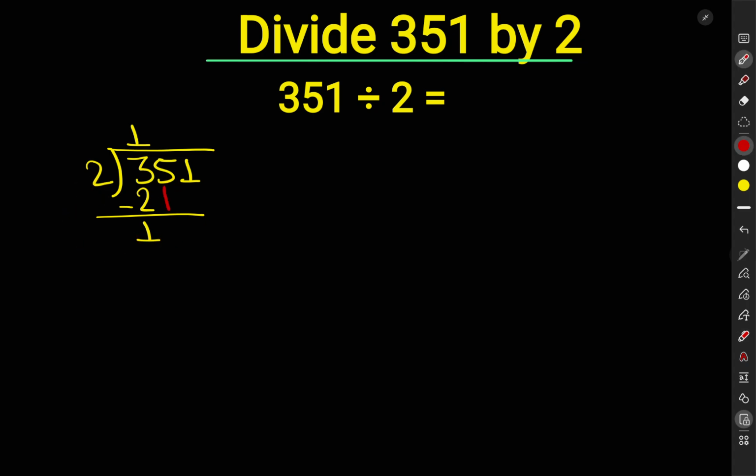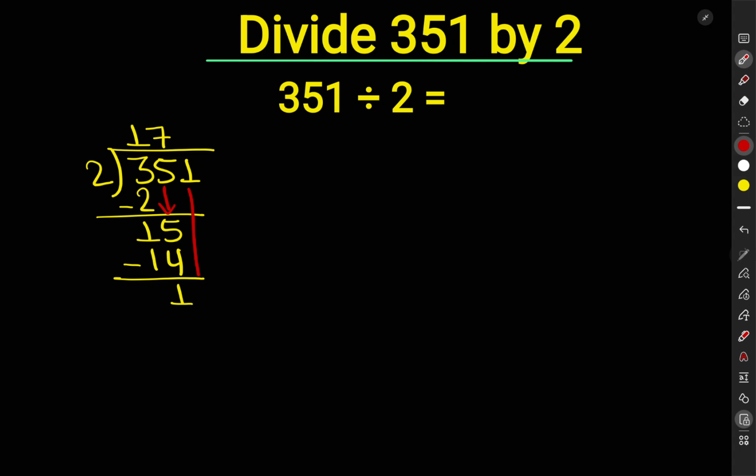So we put down the number beside this, 5. So it became 15 and 2 times 7 means 14. On subtracting it is 1. Again this 1 is less than 2.